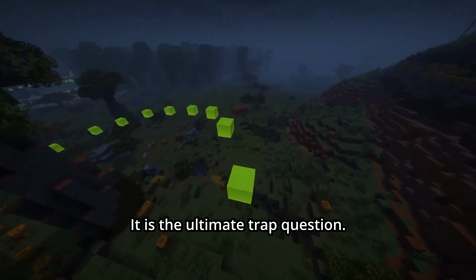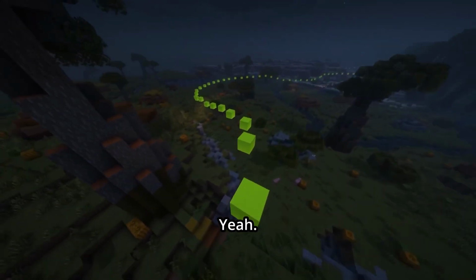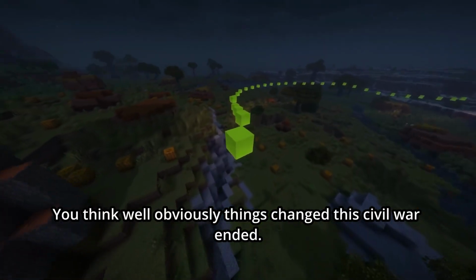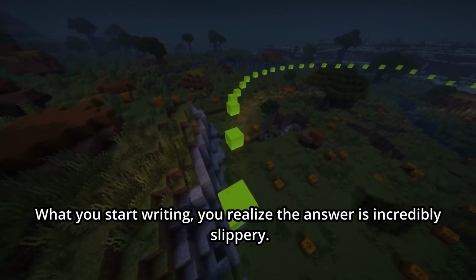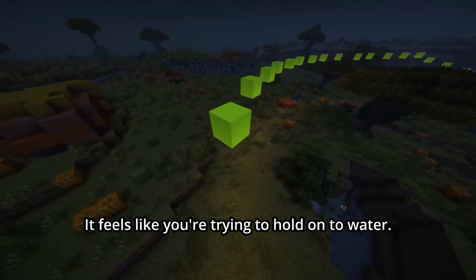It is the ultimate trap question. It looks so simple on the surface. You think, well, obviously things changed. The Civil War ended. Right. But the moment you start writing, you realize the answer is incredibly slippery. It is. It feels like you're trying to hold on to water.